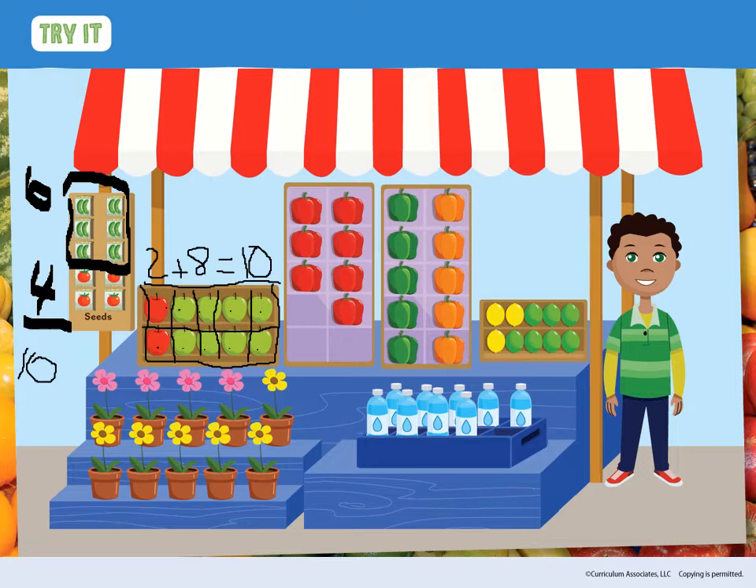10 apples. Go ahead and pause the video now and look at the flowers and the peppers, lemons and limes, and the water bottles. Check and make sure there's 10 in the group. And if there is 10, talk about the 2 different parts you see that make the group of 10. Pause the video and do that now.